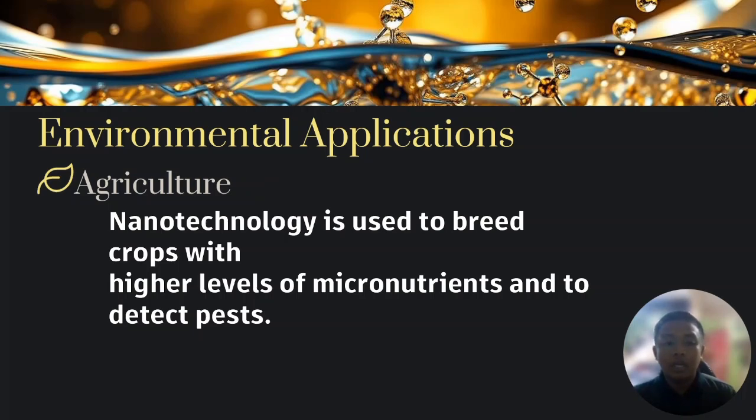Third, agriculture. Nanotechnology is used to breed crops with high levels of micronutrients and to detect pests. Crops enhanced with nanotechnology have higher levels of essential micronutrients and can detect pests early, improving yield, reducing pesticide use, and promoting sustainable farming practices that protect the environment.